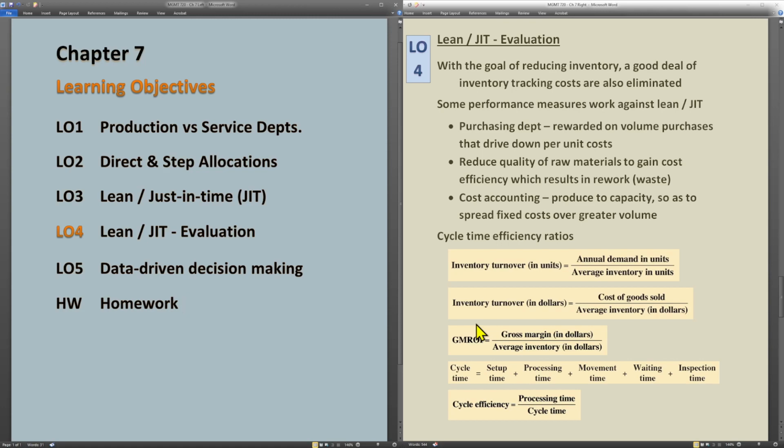Now, there are other ways to set up your relationship with your vendor, and that's why I mentioned in the reduction of the raw materials inventory, you have to have a trusted vendor.